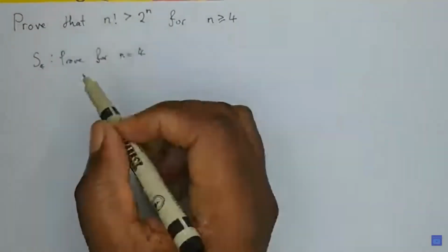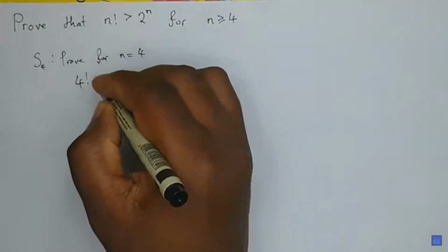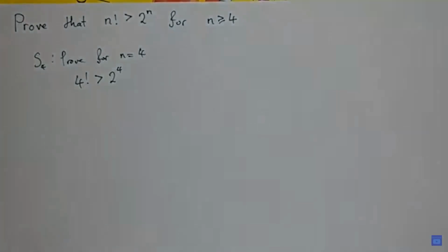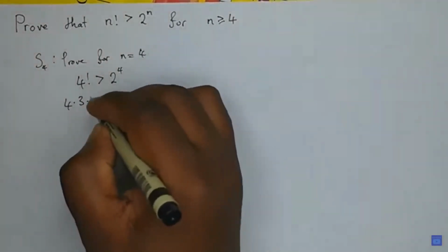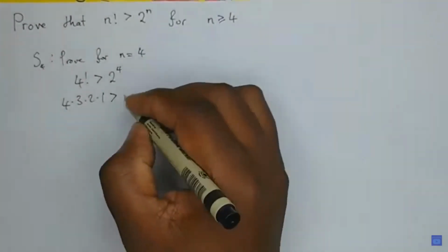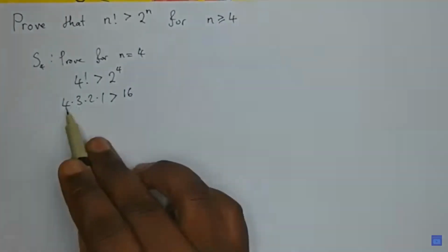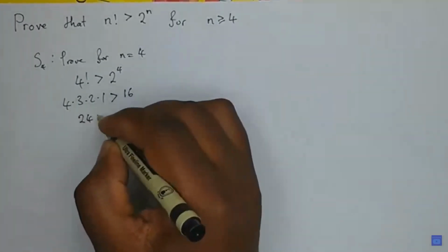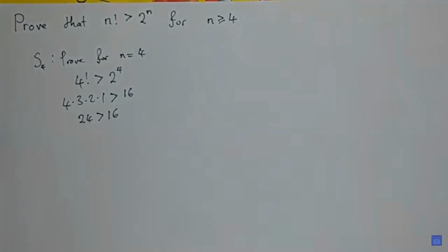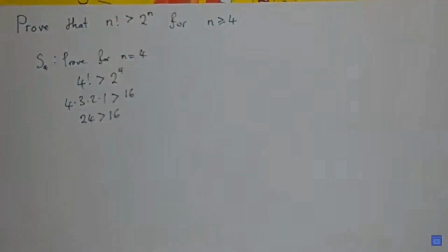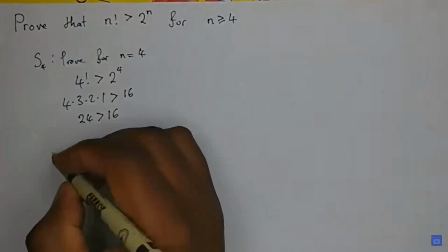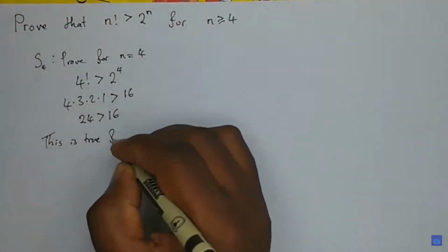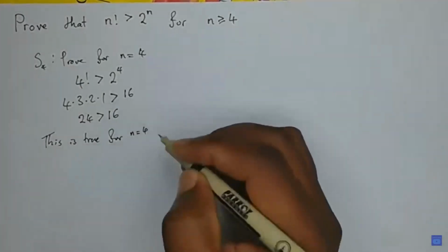If we put a 4 there, we have 4 factorial is greater than 2 to the power 4. So 4 factorial is the same as 4 times 3 times 2 times 1, which should be greater than 2 to the power 4, which is 16. So 4 times 3 times 2 times 1 gives us 24, greater than 16. So this is true, 24 is greater than 16. We give a simple conclusion that this is true for n equals 4.